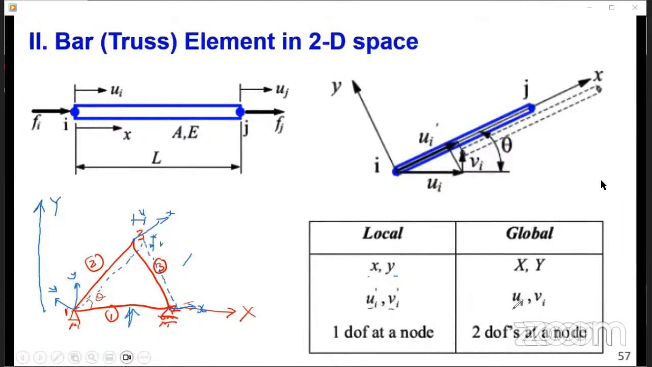For the global structure, we are using capital U, V, and for the element, u prime, v prime. Good, enough with the notations. Remember, don't forget this, because we will keep referring to them. For a bar element, the stiffness matrix is P equals AE over L times the matrix 1, minus 1, minus 1, 1. Don't forget that.